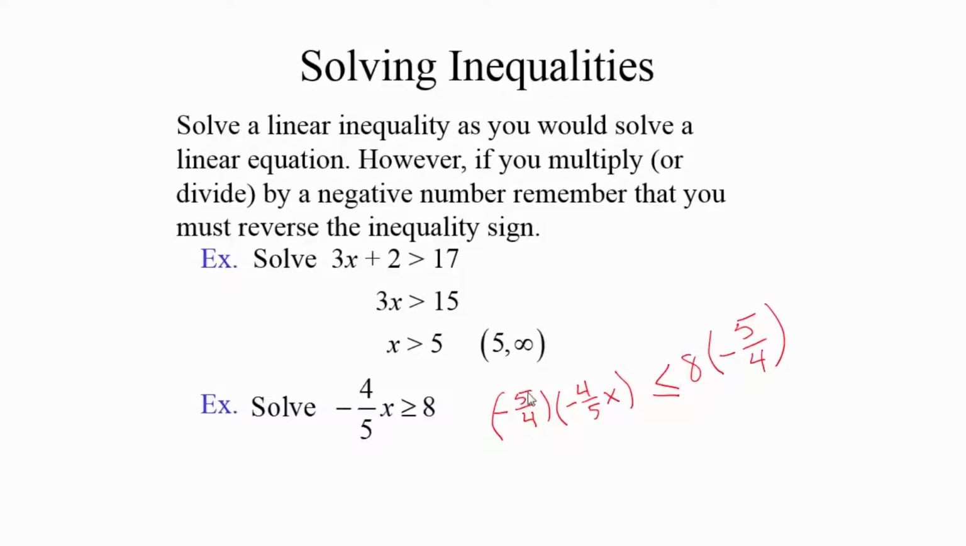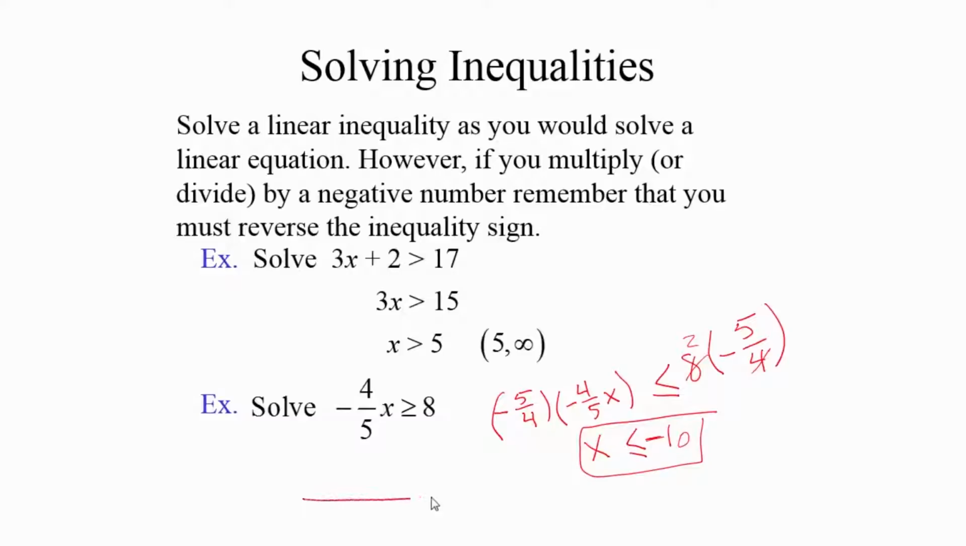So minus 5/4 times minus 4/5 h, minus and minus would be positive. 5/4 times 4/5 would be 1. So on this side I have h less than or equal to 8 times minus 5/4. 8 and 4, that would be 2, so less than or equal to minus 10. Okay? So anything less than or equal to minus 10.